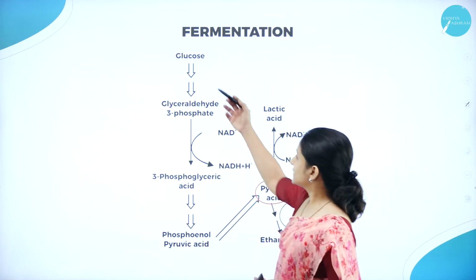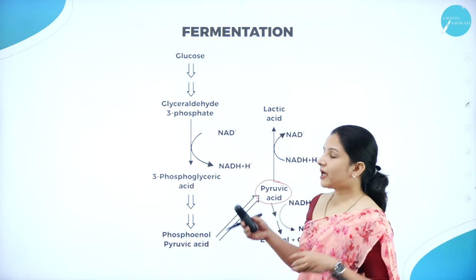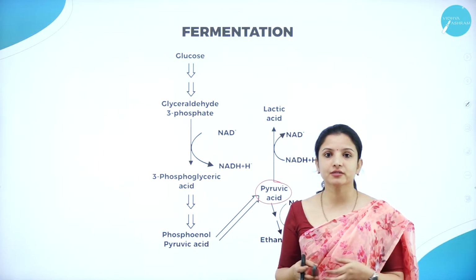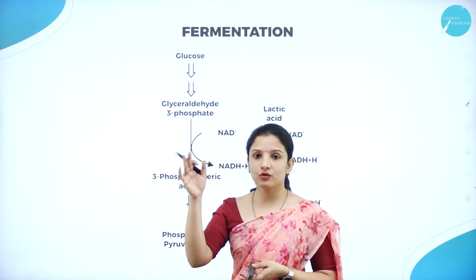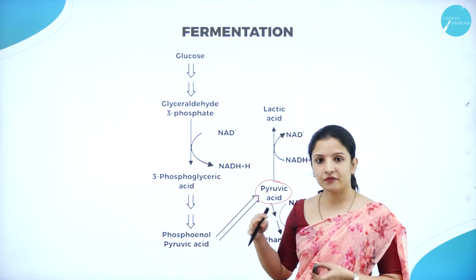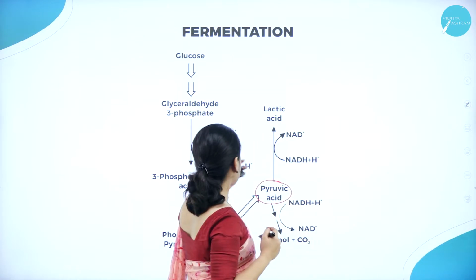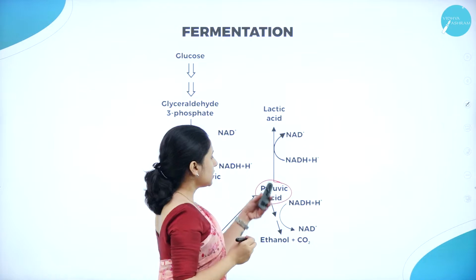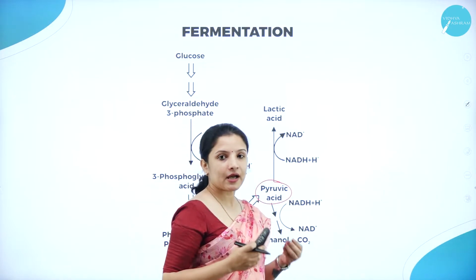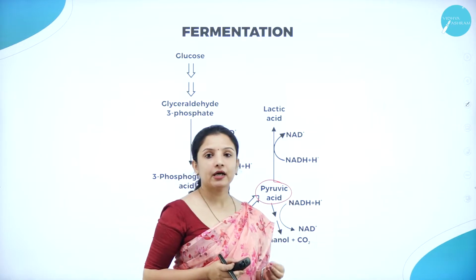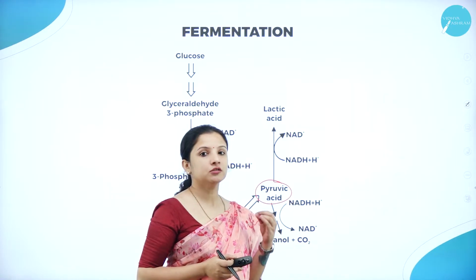So here some of the steps they have left out, but we have already studied each of these steps in the previous session of glycolysis, wherein we came to know glucose gets split into pyruvic acid by undergoing 10 different steps, right? So here at the end what we have got is pyruvic acid. Now this pyruvic acid, in the absence of oxygen, why? Because fermentation is an anaerobic process.